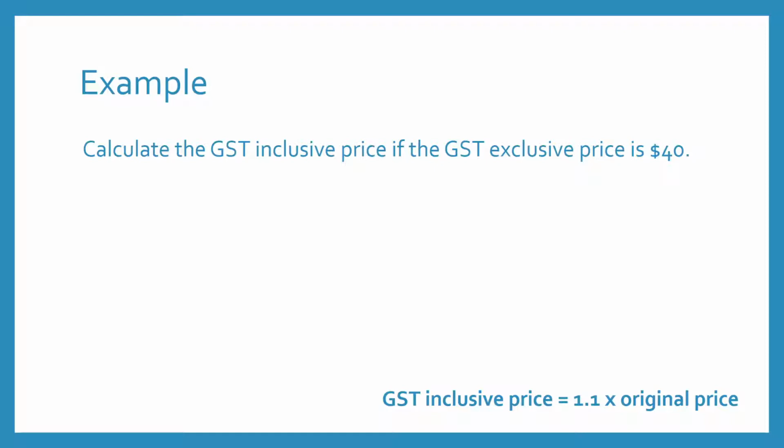Now we're going to do an example. So we know that the price was originally $40. We want to work out what it was once GST was added. So we could go $40 plus 10% of 40, which is our GST, which is going to give us $40 plus $4. So we end up with $44. Or we could use this formula down here, which is 1.1 times the original price, which is $40, which is going to give us, again, $44.